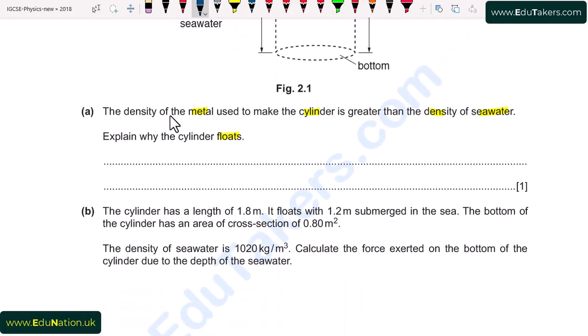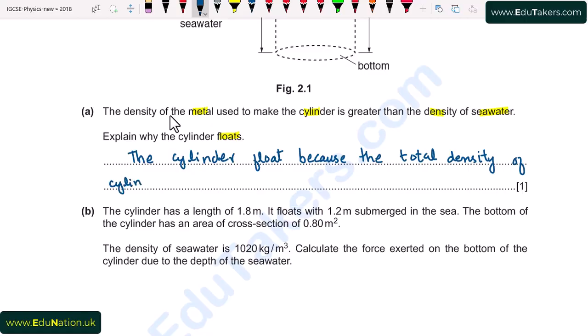So I write here: the cylinder floats because the total density of cylinder is less than the density of seawater. So that's why the cylinder floats.